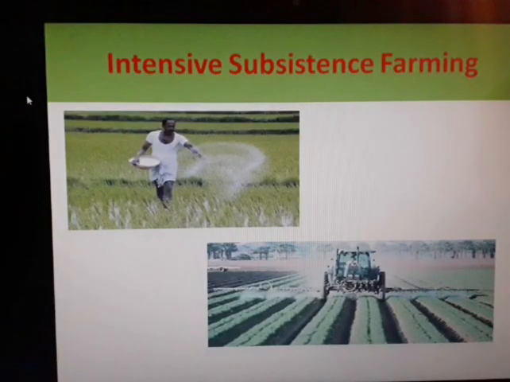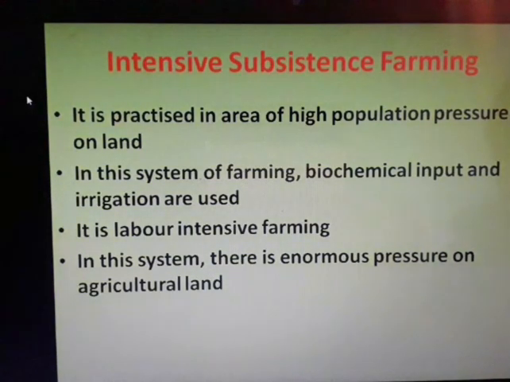Then we move to the second category, intensive subsistence farming. The name itself reveals that it is intensive in nature. It takes a close approach towards crops. It is practiced in areas of high population pressure on land. In order to produce the maximum output from crops, biochemicals and irrigation are used in this farming. It is labor intensive farming, that is, more laborers are used in this farming.